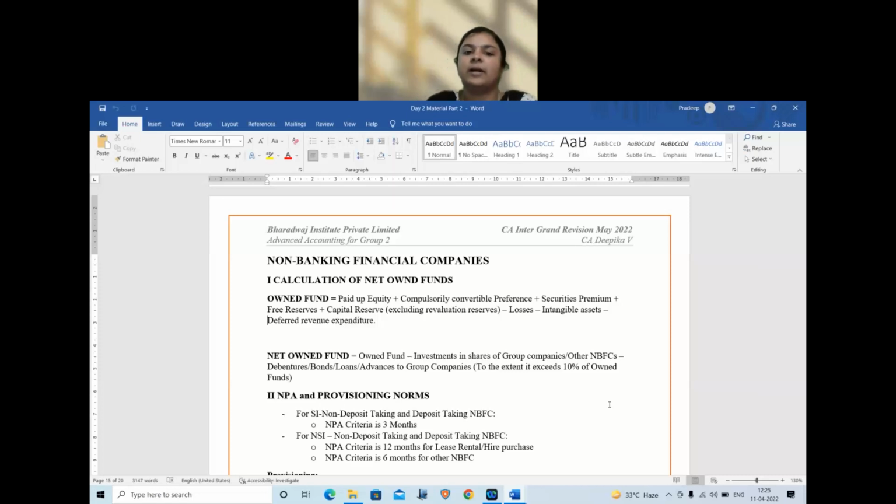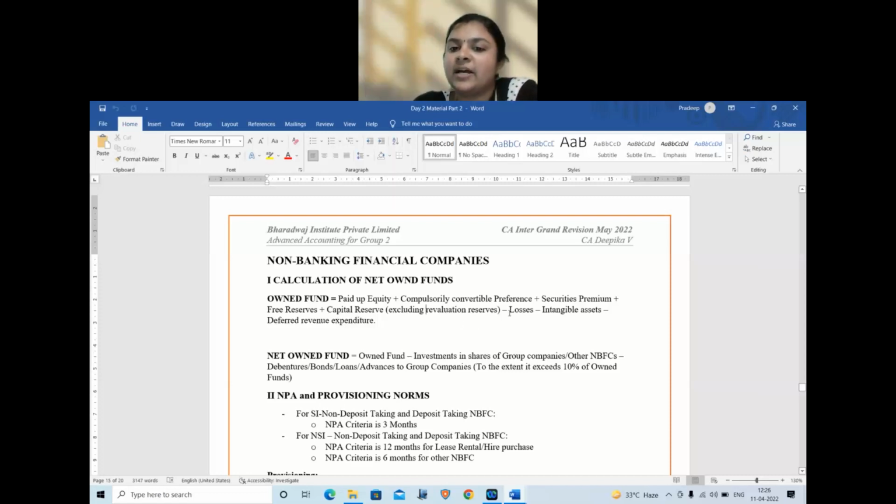Owned funds is equal to paid up equity capital plus compulsorily convertible preference shares. Remember, owned funds are from the perspective of equity holders, so only convertible preference shares can be taken, because other preference shares are not part of equity. So paid up equity plus convertible preference plus securities premium plus any other free reserves. Plus one-time reserves like capital profits and capital reserves, but excluding revaluation reserve. Why? Because revaluation reserve is not collected in cash. It is only a book entry, so we will exclude it.